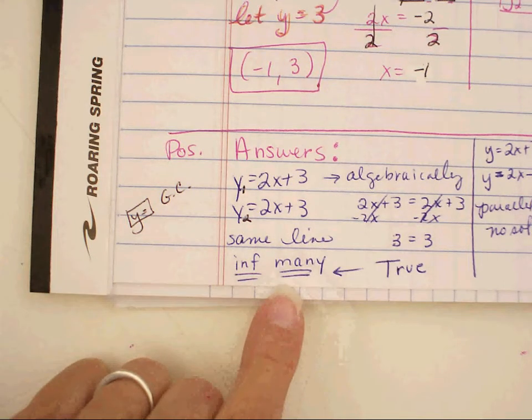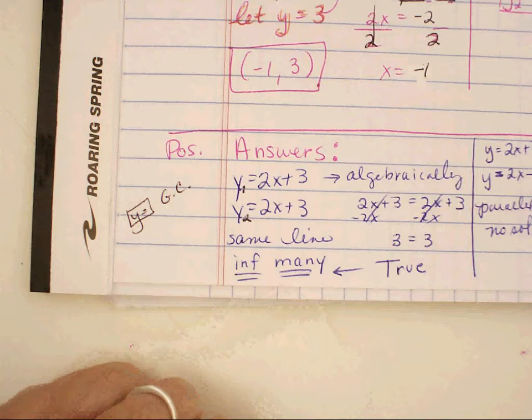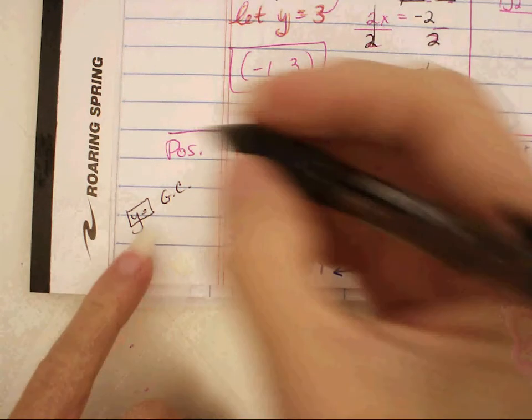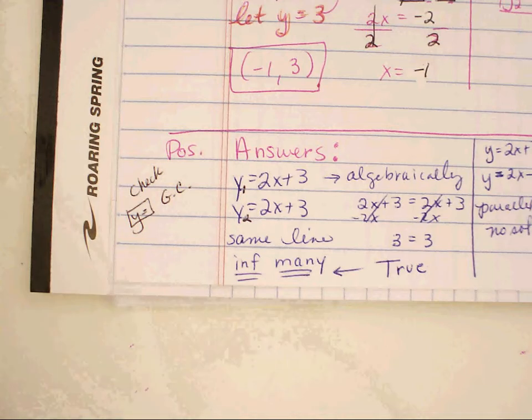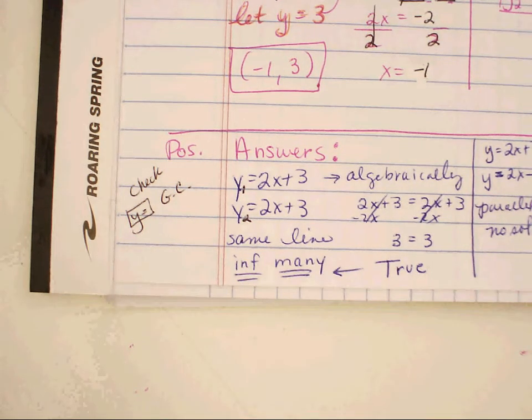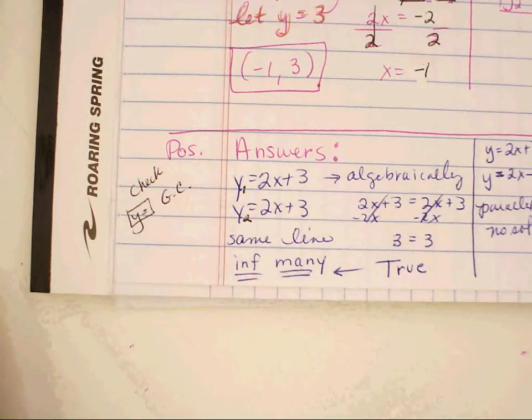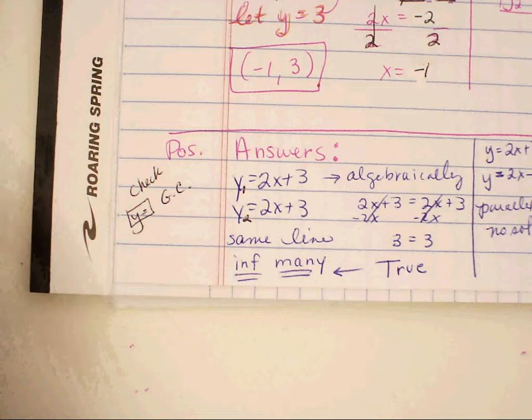Make sure you have all of this written down, because it will come out true if it's infinitely many, where if it's no solution in a minute, it's going to come out false. So let's do our check step in the calculator, and you have one extra step to do when we're checking things that you think are the same. 2x plus 3 and 2x plus 3.